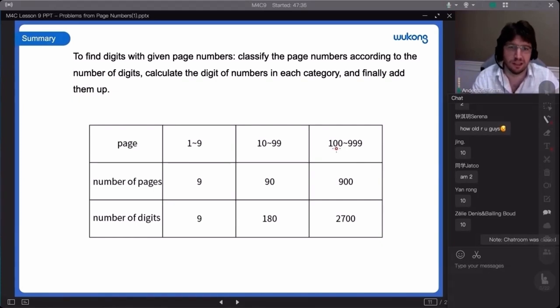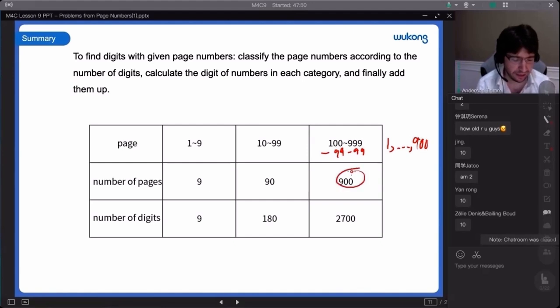So 10 to 999, that is a total of 900 pages, right? We can see that by subtracting 99 from each of those. So we start counting from 1, so we go from 1 to 900. So that's 900 pages. And then each of those has 3 digits. 9 times 3 is 27, so 3 times 900 is 2,700.